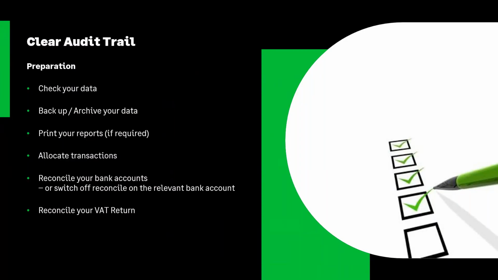Reconcile your bank accounts. Now, if you don't reconcile your bank accounts in Sage, you can actually go into the bank record itself, and there's a little tick box where you can say no reconciliation. So it doesn't then need to consider that. That's on a bank account by bank account basis.